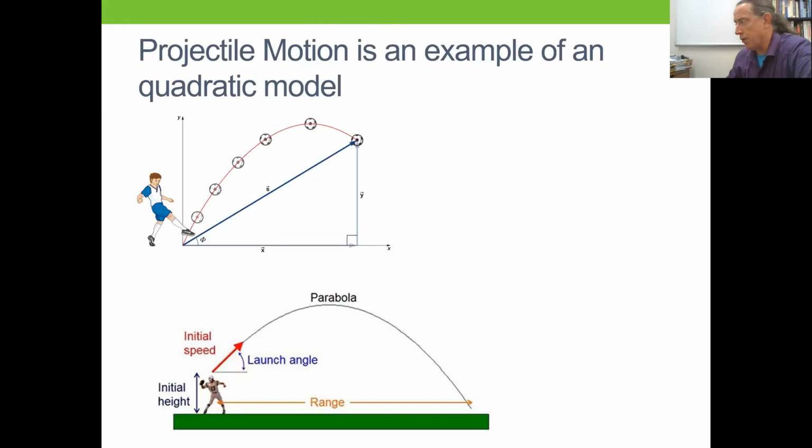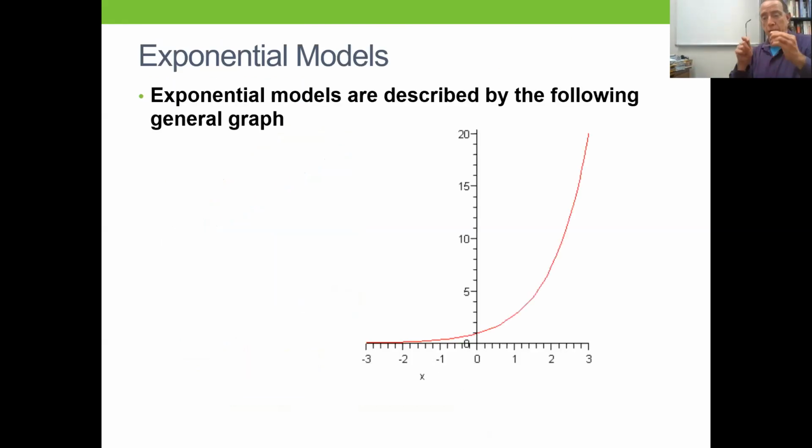Okay, next, exponential models. I describe them as having a hockey stick shape. They go up sharply, and it's not like quadratic where it has that U shape. It's more of an L shape or a hockey stick shape, if you can remember what a hockey stick looks like. So here are some examples.